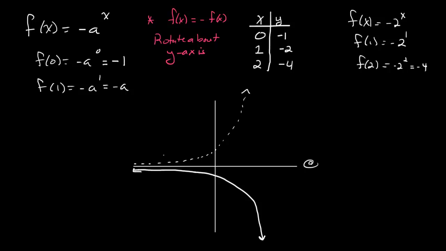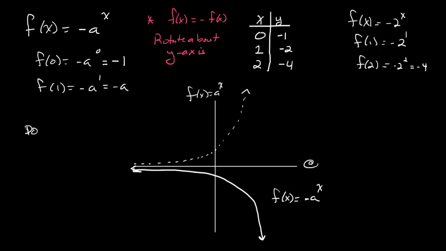So this right here would have been f of x equals a to the x. This guy right here is f of x equals negative a to the x power. So this will change by rotating about the x-axis. So we have to be very careful if we have this negative coefficient, a -1 or -2 and -3 and so forth. It will cause it to rotate about the x-axis.